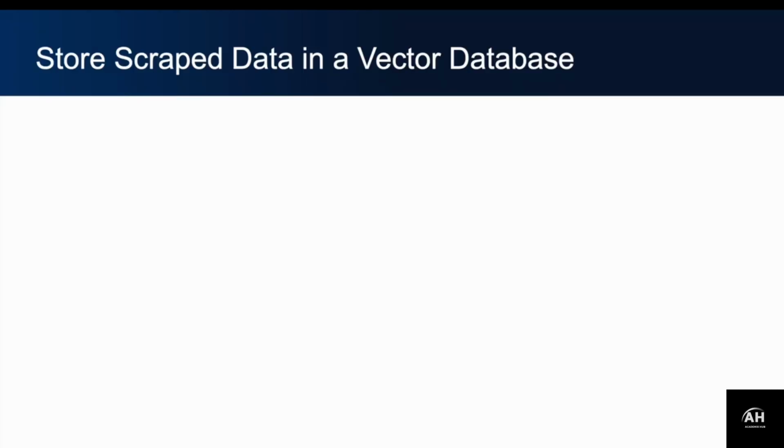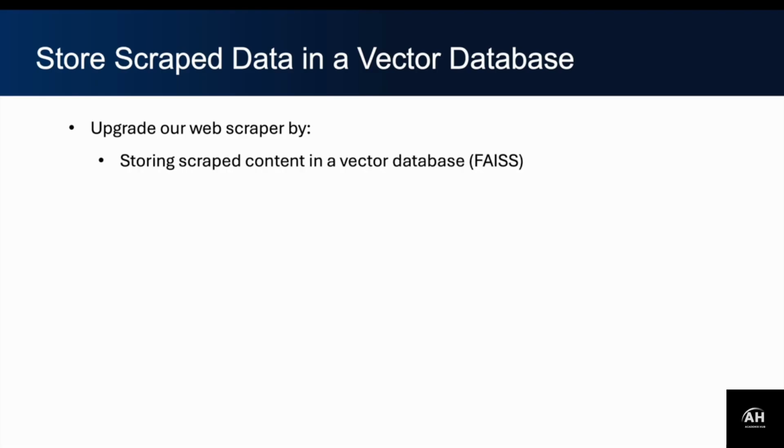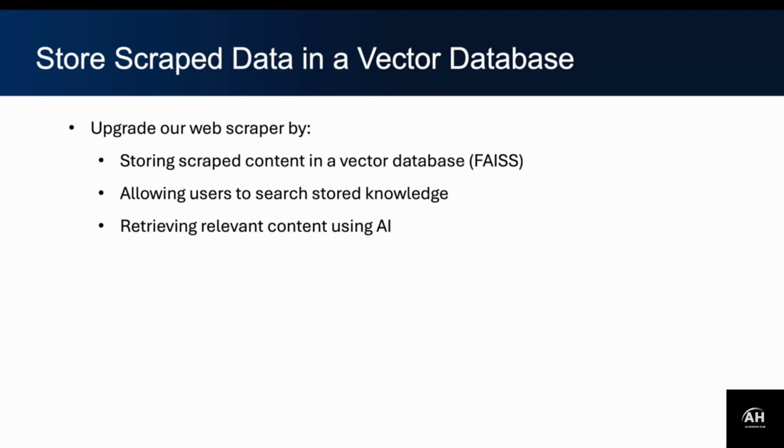So now that we have our AI web scraper ready, let's go ahead and store the scraped data in a vector database. What we'll be doing in this video is upgrading our web scraper by storing scraped web content in a vector database, which is FAISS. Next, we'll be allowing users to search stored knowledge. Next, we'll be retrieving relevant content using AI. So let's get started.